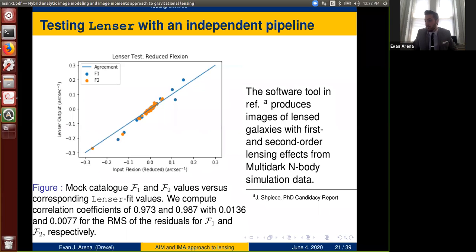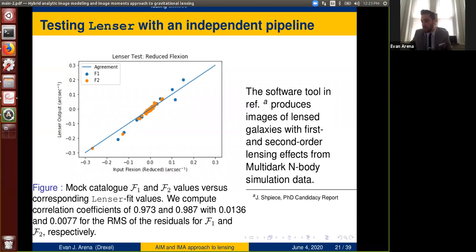And as a test of Lenser, Jacob created 100 images of lensed galaxies. He then handed those images off to our undergraduate, Jake Delano, who then fed them through Lenser. And Jake reported back with the flexion values that Lenser measured. In this plot, we see the Lenser output of first flexion versus the correct first flexion values. The blue and the orange indicate the x and y components of first flexion. And Jacob computed correlation coefficients of 0.973 and 0.987, respectively. And at this point, we were satisfied that the Lenser tool was working properly to a reasonable enough degree.